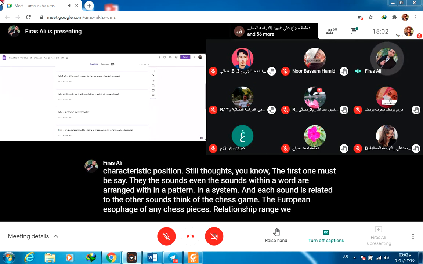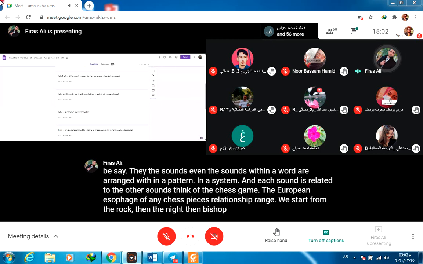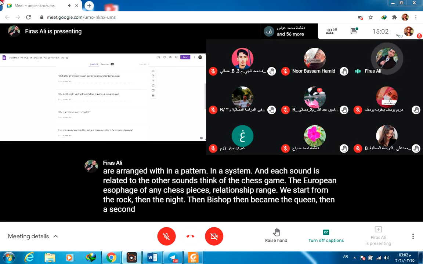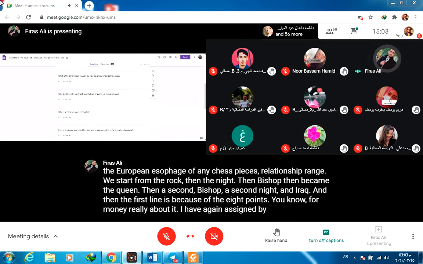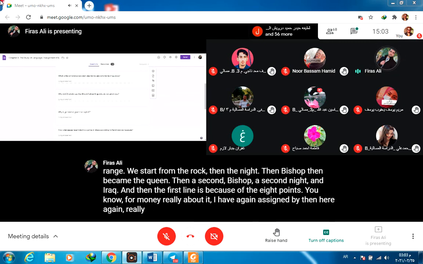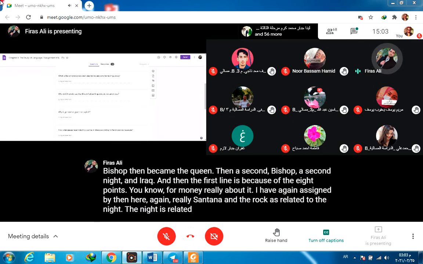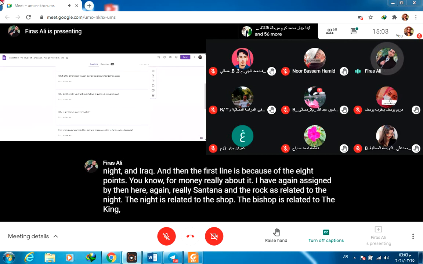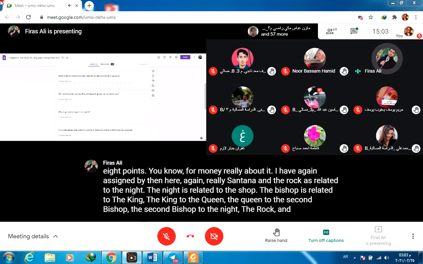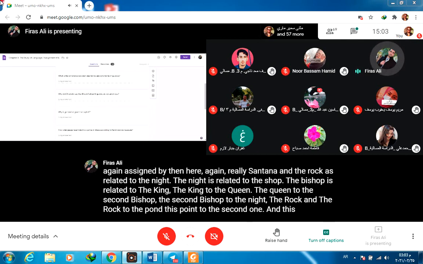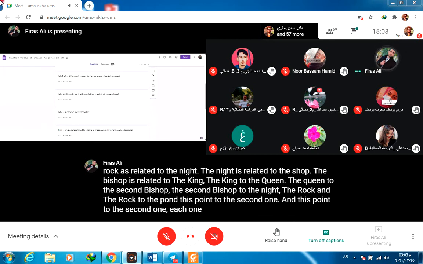And the rook is related to it. The knight is related to the bishop, to the king, to the queen, to the second bishop, to the knight, to the rook, and the rook to the pawn, this pawn to the second pawn, and each pawn is related to every single piece within the chessboard. The items are related to each other as a network, as a spider web, like they are interwoven with each other. They are interwoven and interlinked as a network, as an organization, as an internal structure. And this is the basic similarity between language and a game of chess.